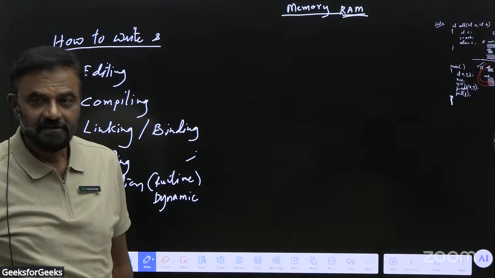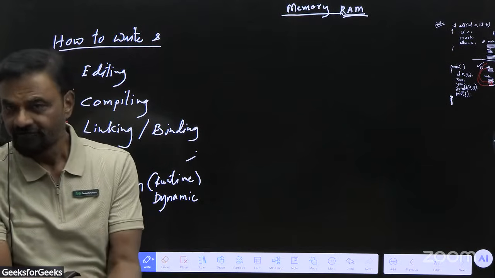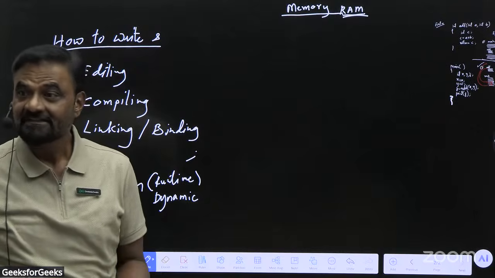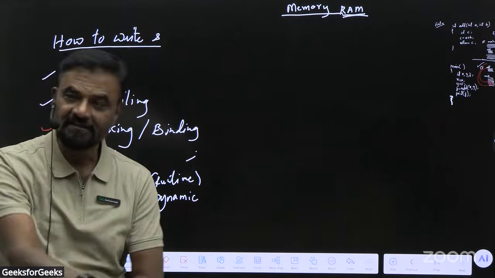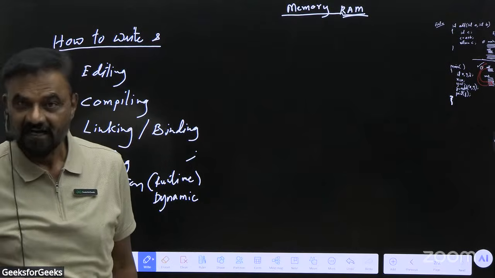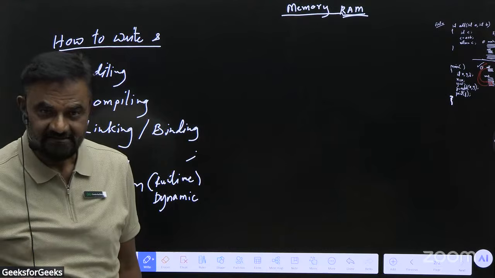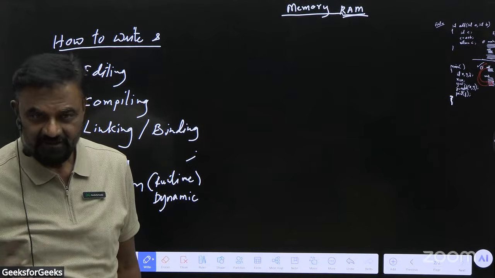Okay. Memory means a device which can hold data, information. But RAM is the technology used for holding that data. The technology used in memory is called RAM, random access memory. Random access memory means what? Randomly you can access the memory.